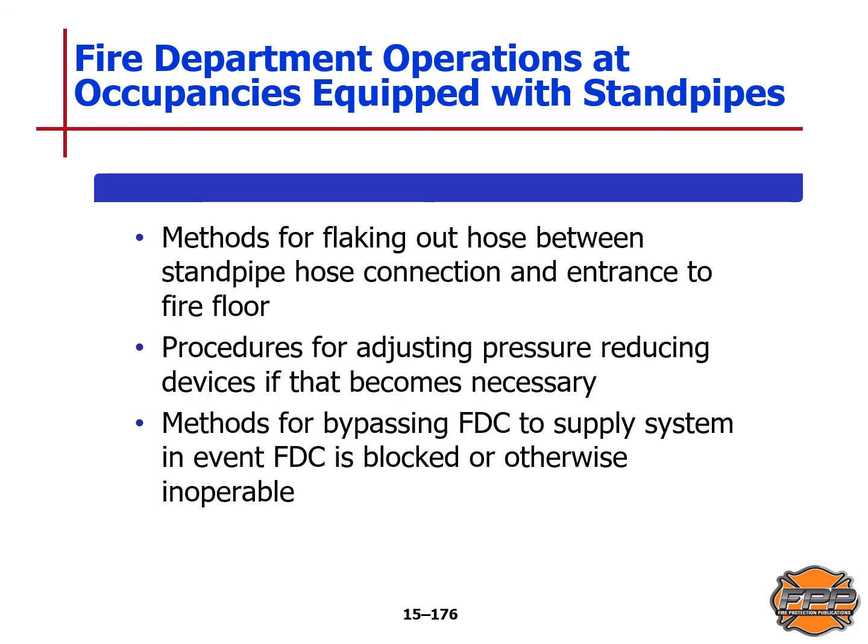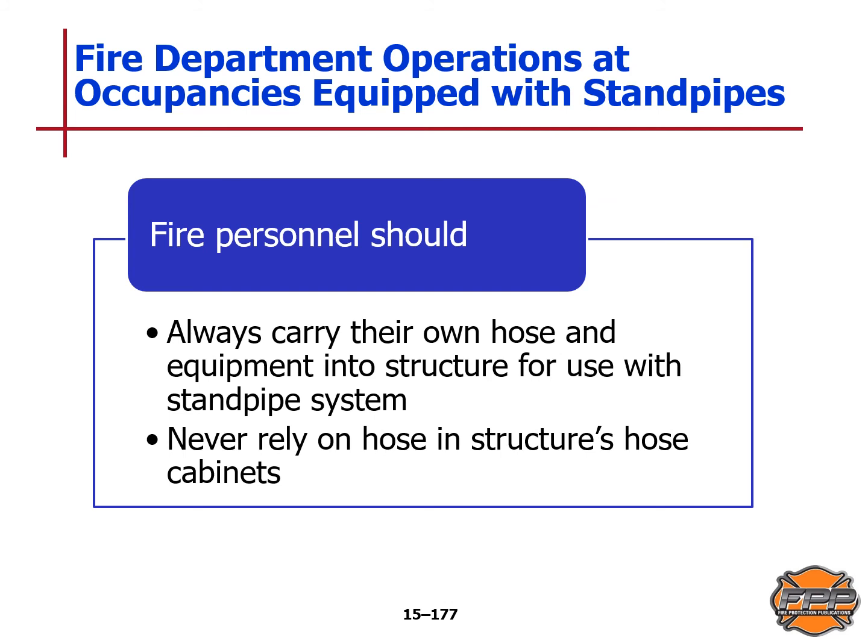Also, methods for flaking out hose between the standpipe hose connection and the entrance to the fire floor should be checked. Procedures for adjusting pressure reducing devices if that becomes necessary, and methods for bypassing the FDC to supply the system in the event that the FDC is blocked or otherwise inoperable. Fire personnel should always carry their own hose and equipment into the structure for use with the standpipe system. Never rely on the hose in the structure's hose cabinets.